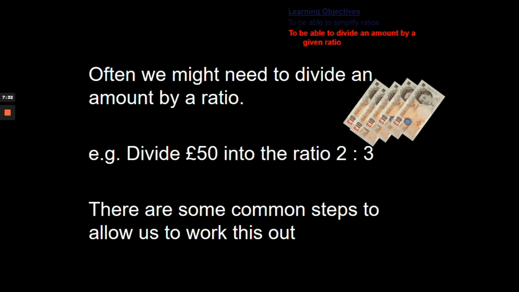Next, we're moving on to be able to divide an amount by a given ratio, so the second learning objective. You should be able to simplify the ratios now based on what you've just done. So now we move on to be able to divide an amount by a given ratio. Often we need to divide an amount by a ratio. So divide £50 into the ratio 2 to 3. There are some common steps that you can use to help you work this out.